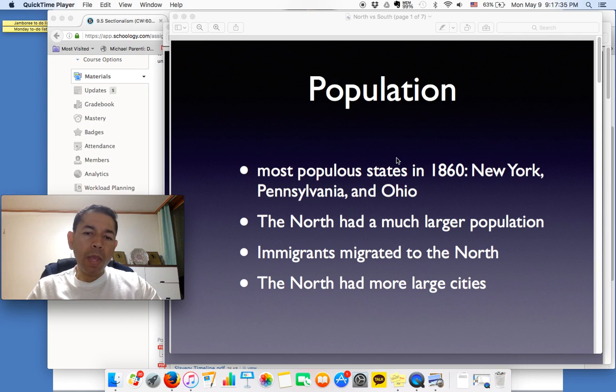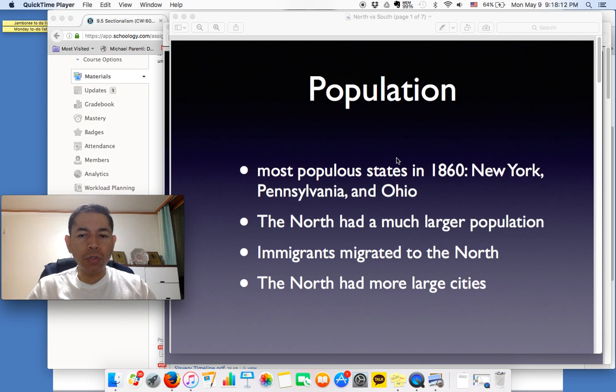If we go way back to when the Constitution was made, they formed the House of Representatives and the U.S. Senate, and the House of Representatives was based on population. So the larger the state's population, the more representatives they would have, thus the more political power those states would have. Because the North had a much larger population, if it came to a political vote, and the North stuck together on those issues, the North would always win.